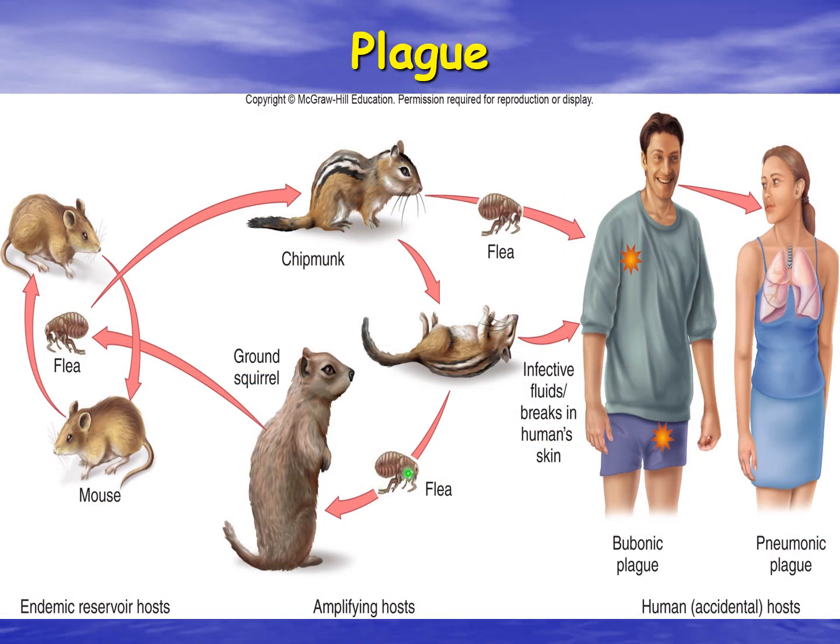So fleas are actually the vector of Yersinia pestis. And so there are several what we call amplifying hosts. Primarily the endemic reservoir host are rodents, mice, and rats. But chipmunks and ground squirrels, groundhogs, other mammals can actually amplify this by carrying the flea, and then this can be passed on to the human.